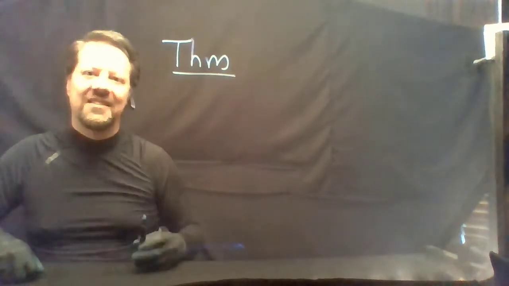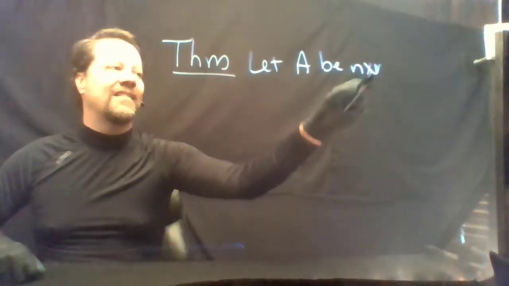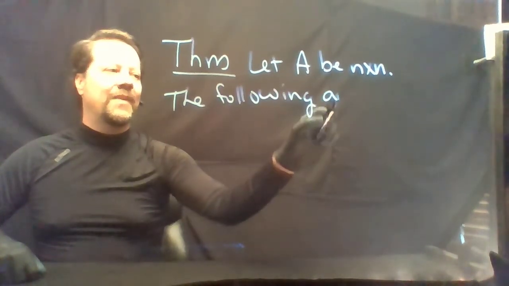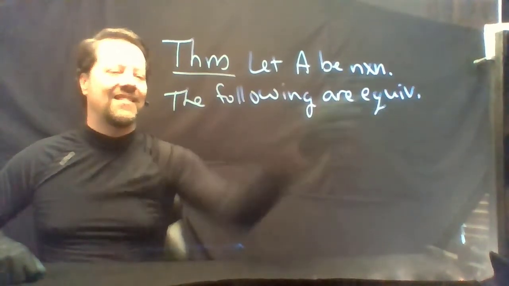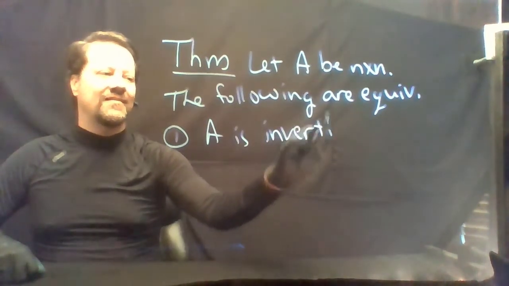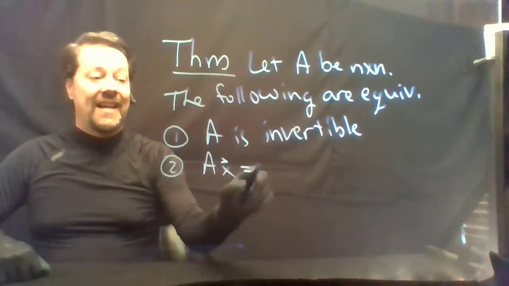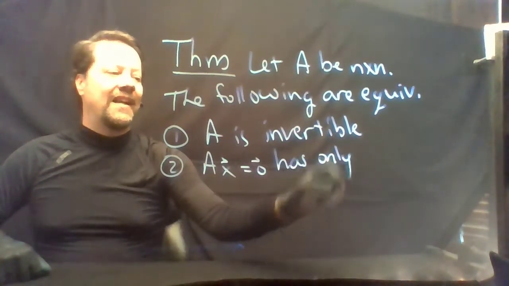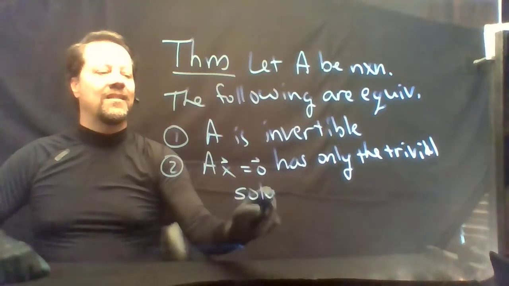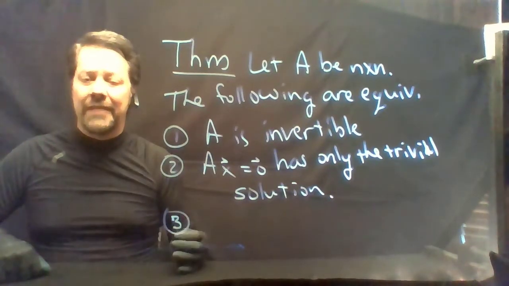Putting some things together from our discussion from today. Let A be n by n. The following are equivalent. 1. A is invertible. 2. AX equals 0 has only the trivial solution. Only the zero vector in the domain will map to the zero vector in the range.